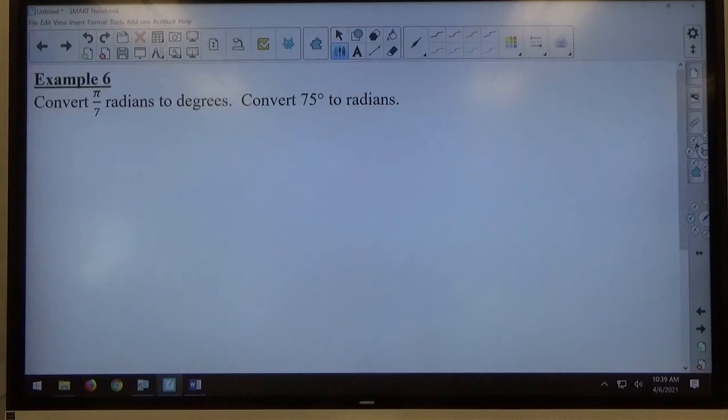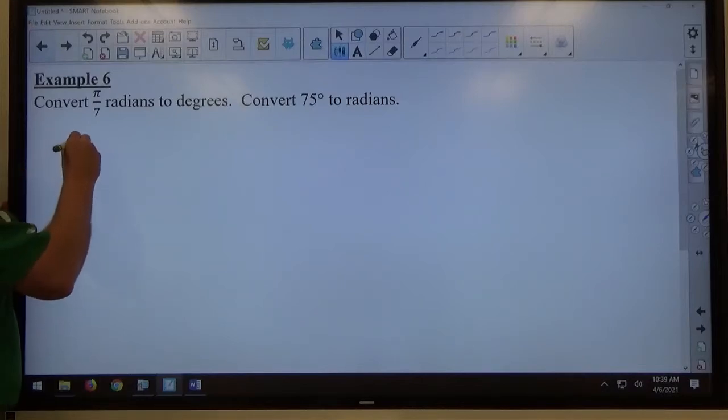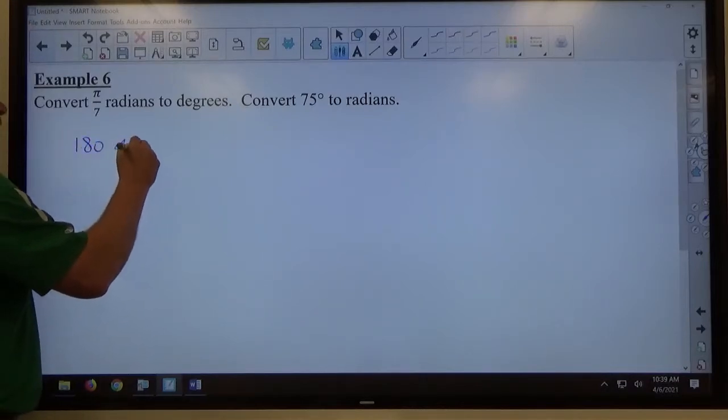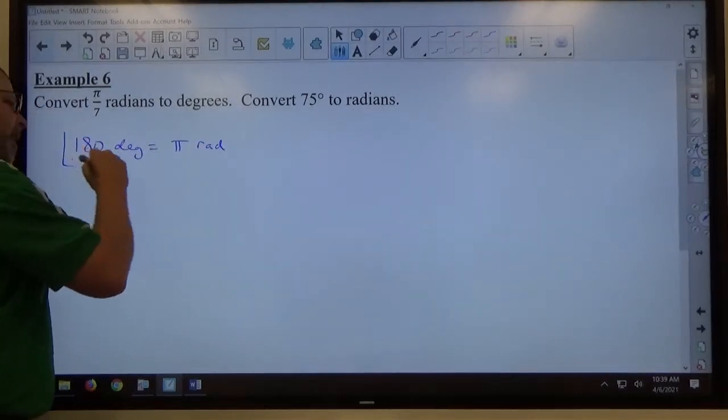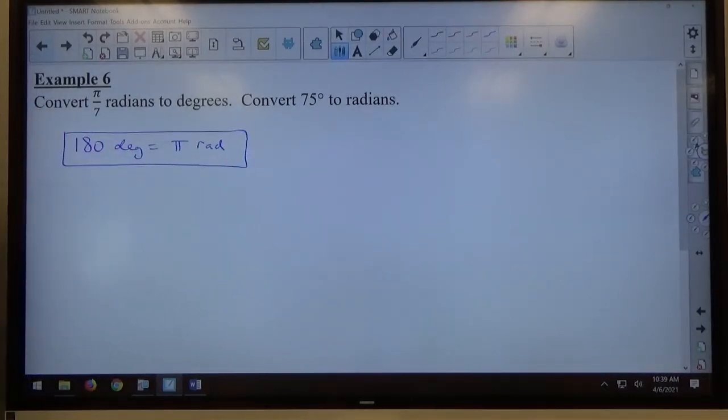Convert pi over 7 radians to degrees. The fact about radians to degrees that allows you to convert from one to the other is that 180 degrees is equal to pi radians. That is a fact of mathematics that needs to be just as common as 1 foot equals 12 inches, 1,000 meters equals 1 kilometer. It's just a fact of numbers here. So those two things are equivalent measures.